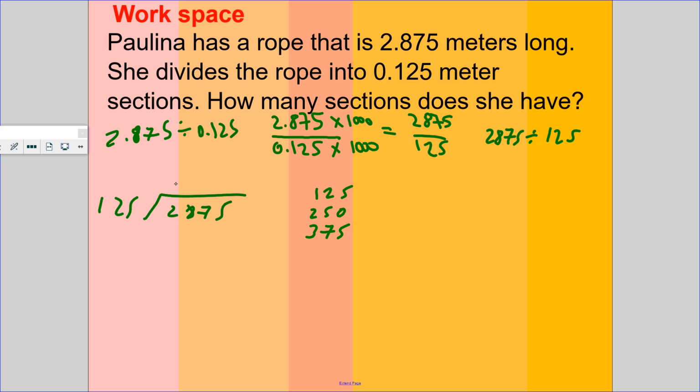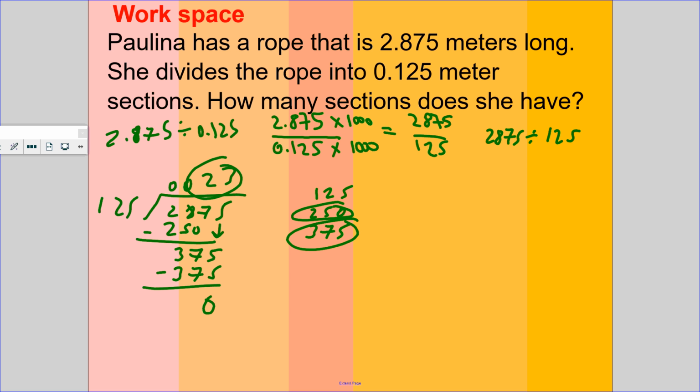Can 125 go into 2? 0 times. Can 125 go into 28? No, 0 times. How many groups of 125 go into 287? Well, 250, and this is 2 times. If I subtract this, you get 37. Bring down the 5. How many groups of 125 go into 375? Oh, it's right here, 3 times. So how many sections does she have? 23 sections.